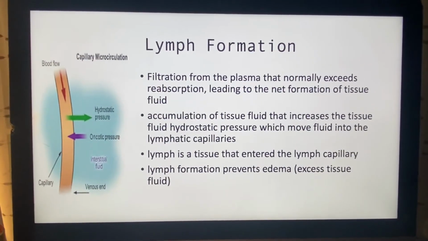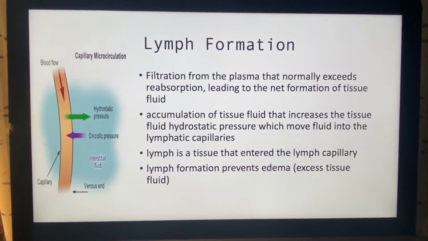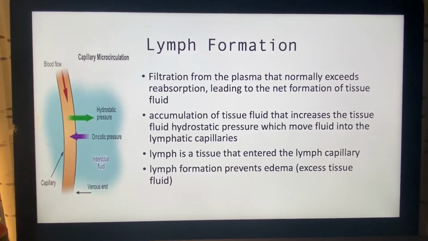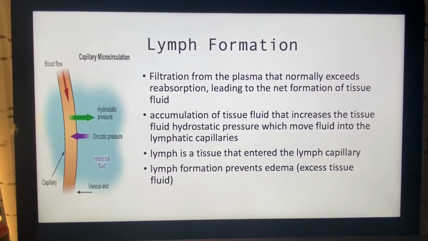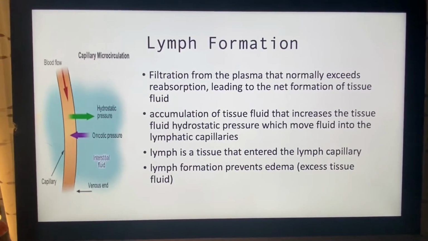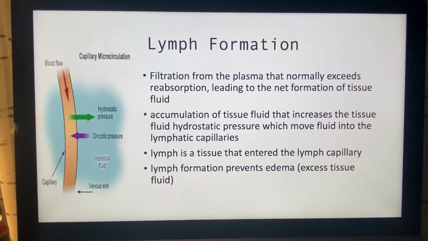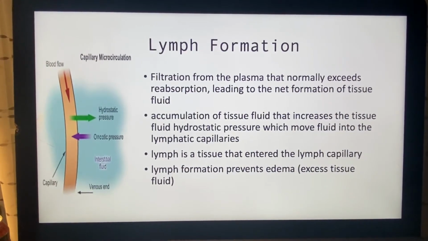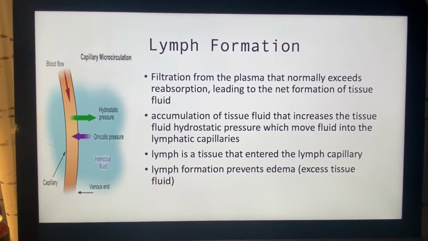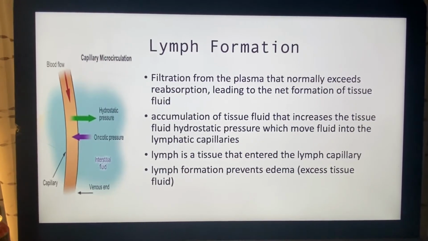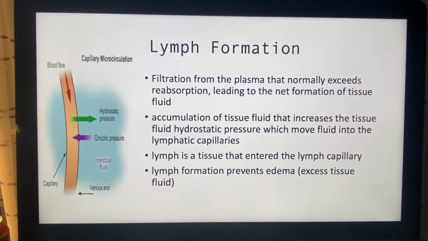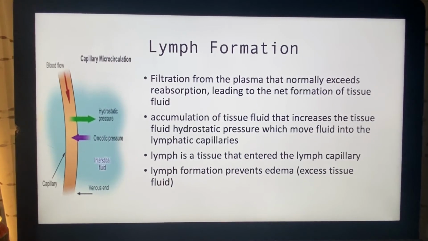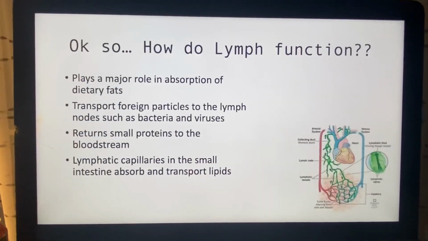How is lymph formed? Filtration from the plasma normally exceeds reabsorption, leading to the net formation of tissue fluid. Accumulation of tissue fluid increases the tissue fluid hydrostatic pressure, which moves fluid into the lymphatic capillaries. Lymph is tissue fluid that entered the lymph capillary. Lymph formation prevents edema, which is excess tissue fluid.